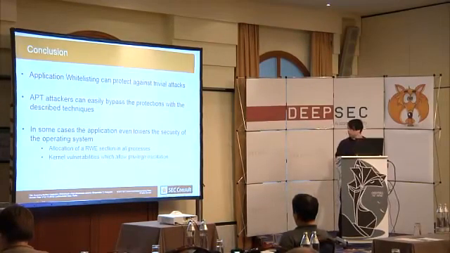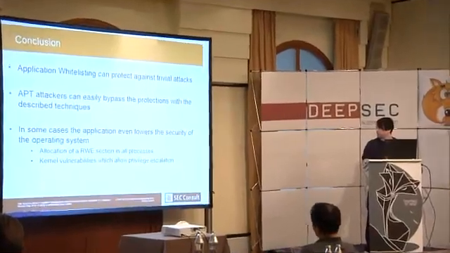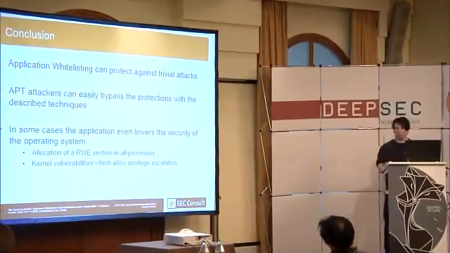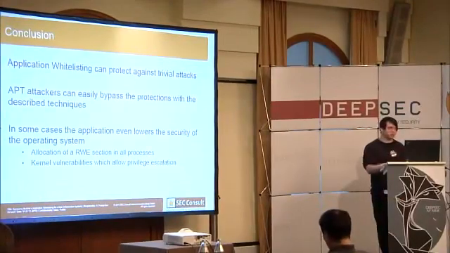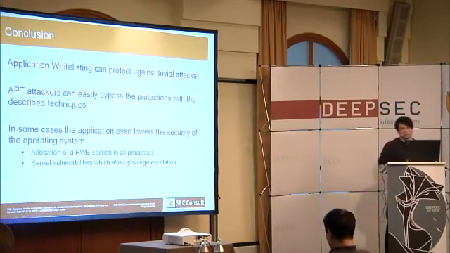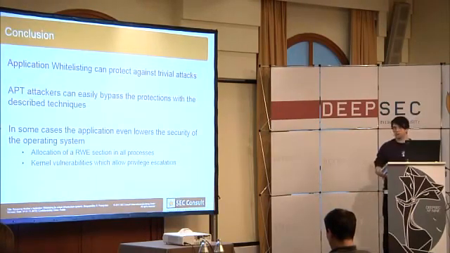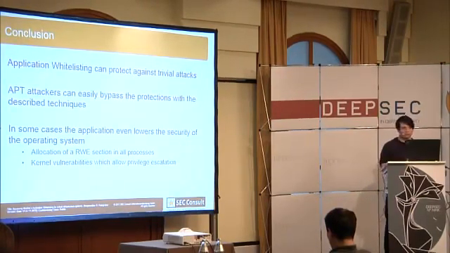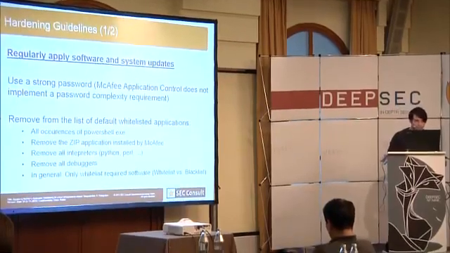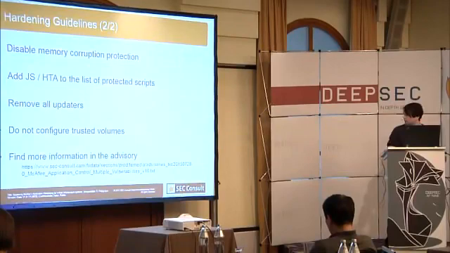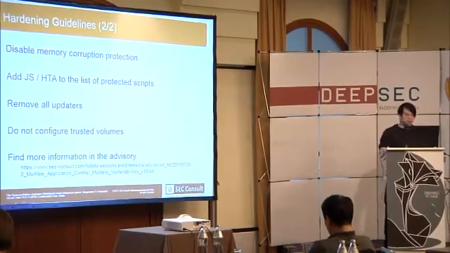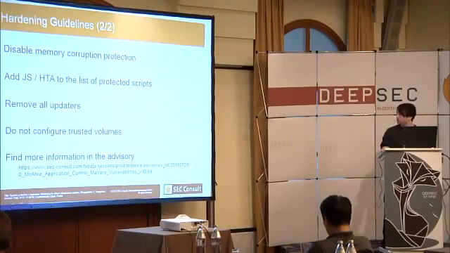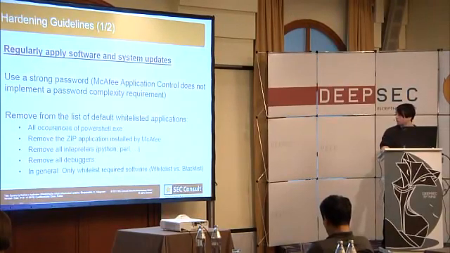For example, if your application whitelisting software allocates writable and executable sections in all processes, this is very bad because you remove the effectiveness of data execution prevention from the operating system. And if you have software with kernel vulnerabilities in it, you allow privilege escalation, which also means you make your system weaker. I have here some hardening guidelines. Basically, you can go to the advisory, where you can find more information on how to harden the system. For example, you have to remove all update processes and things like PowerShell from your whitelist.